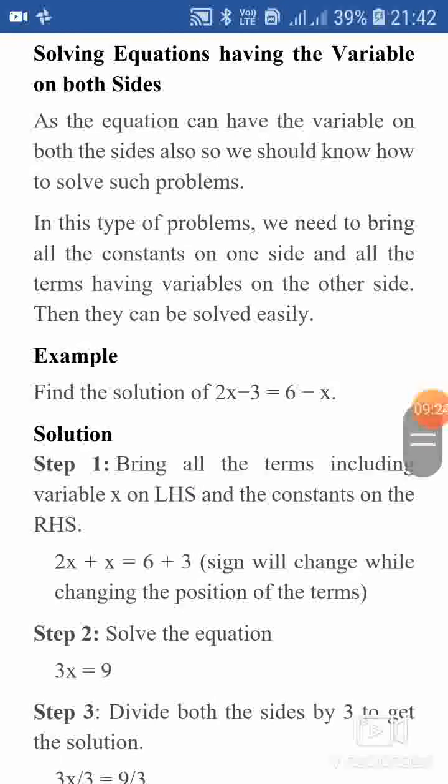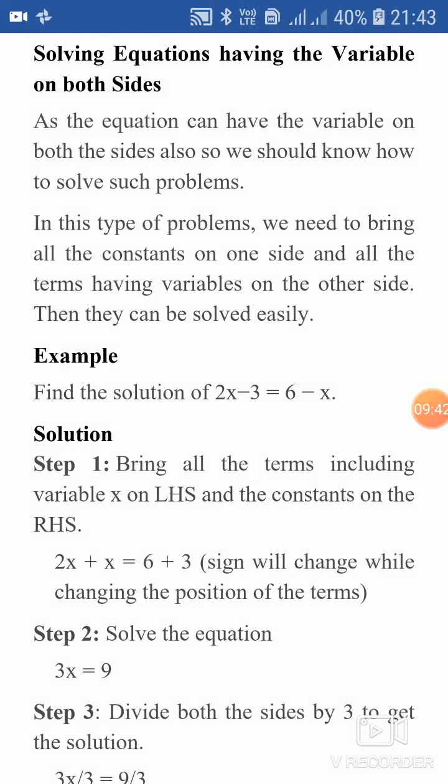Now some more solving of equation with the variable on both the sides. Previously you have done the questions where variable was on one side. Now we will have variable on both the sides. For example, 2x minus 3 equals 6 minus x. Now in the same way, variable you have to bring to one side and constant you have to bring to another side.